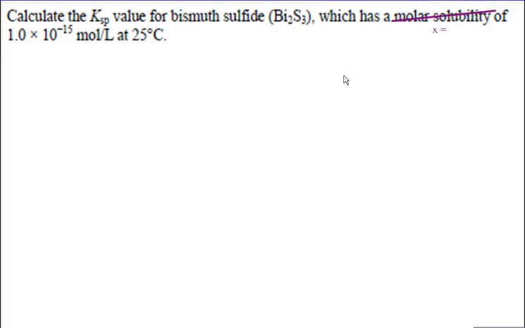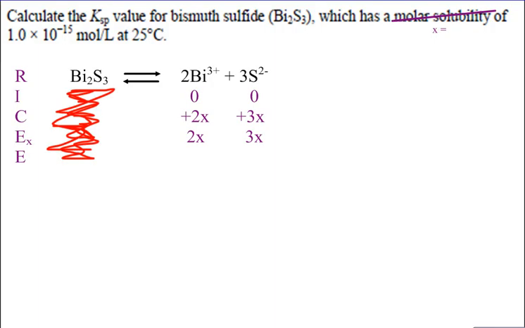Let's write the equation again for this, and I've just looked at the time, so I've taken the liberty of filling out most of the RICE table so that the next part goes rather quickly. We know that KSP for this one equals the concentration of bismuth cubed times the concentration of sulfide cubed. And again, for the love of gosh, please write that.